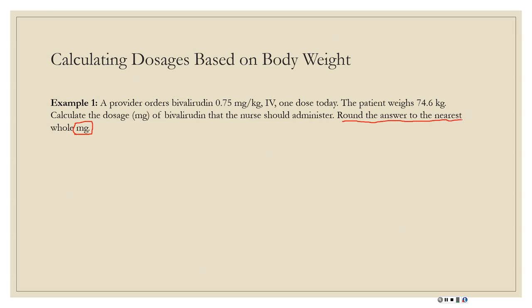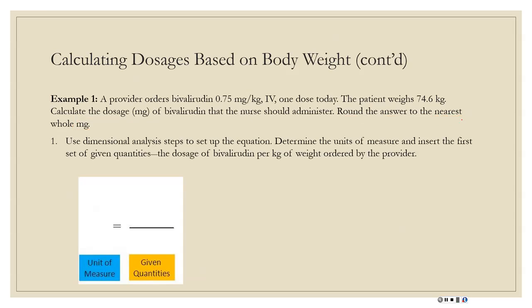So when we look at this problem, we need to start thinking about dimensional analysis. And so when we think about dimensional analysis, the first step is always identifying what we're looking for. And I tell you that right here, that we are looking for milligrams. How many milligrams are we going to give this client? So when we've identified what we're looking for, we always write that to the left of the equal sign. And we're going to write milligrams there.